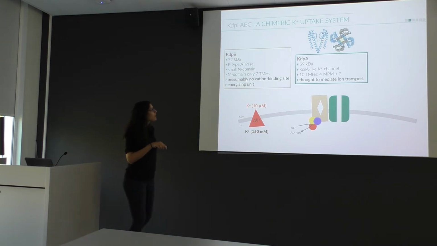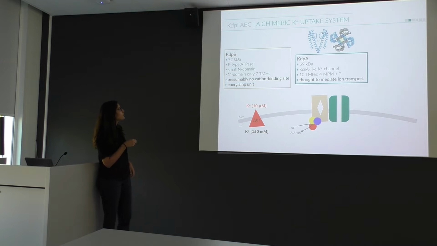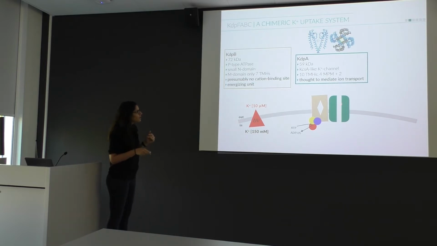Here, what I depicted as the brown subunit is KDPB, which is actually the one that belongs to the P-type ATPase, and that's also why you categorize this whole complex as a P-type ATPase. It has a smaller N domain, and the transmembrane domain is really just a core domain. It has 7 instead of 10 transmembrane helices, so it's somehow a little bit turned down. What has always been postulated is that it presumably has no cation binding site, so this canonical binding site, which is normally where the ion binds during the ion pump process, is disrupted. What was thought is that KDPA is the transporting unit, and this is the energizing unit.